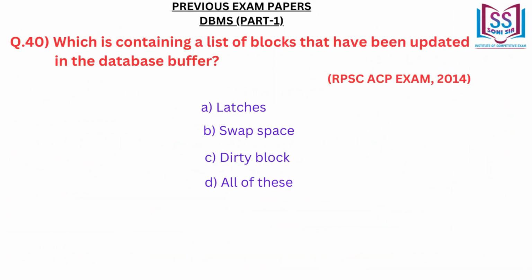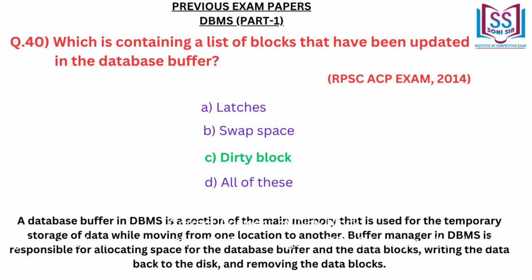Containing a list of blocks that have been updated in the database buffer. A. Latches. B. Swap space. C. Dirty block. D. All of these. Correct answer C. Dirty block. A database buffer in DBMS is a section of the main memory that is used for the temporary storage of data while moving from one location to another.